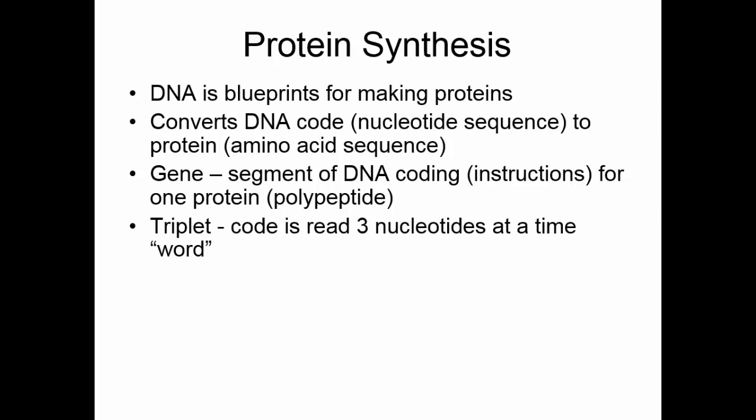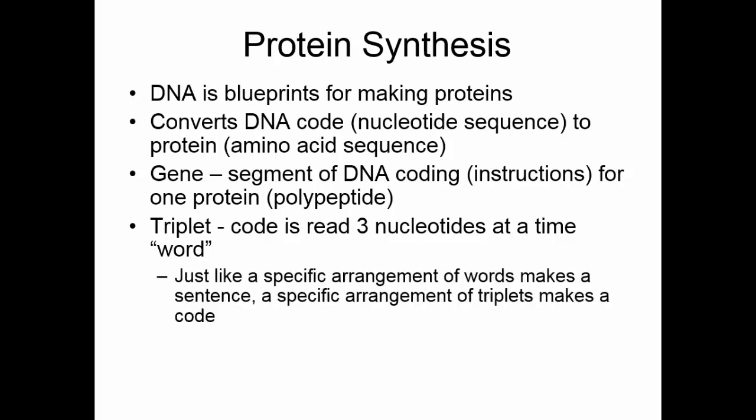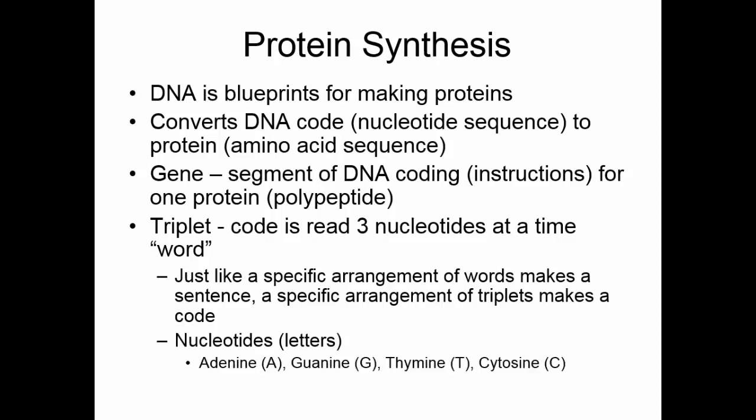The genetic code is 3 nucleotides. That makes a genetic word. And these 3 nucleotides, when they're found on DNA, are known as a triplet. So just like a specific arrangement of words makes a sentence, a specific arrangement of triplets makes a code that codes for one particular protein. The nucleotides make the letters of the word: adenine, guanine, thymine, and cytosine.